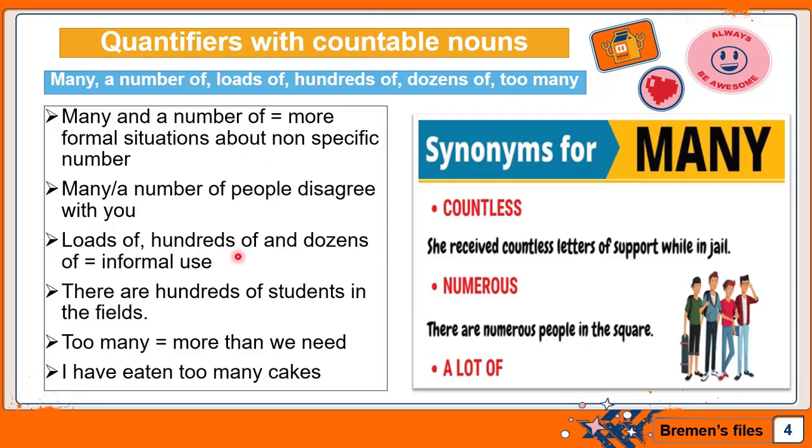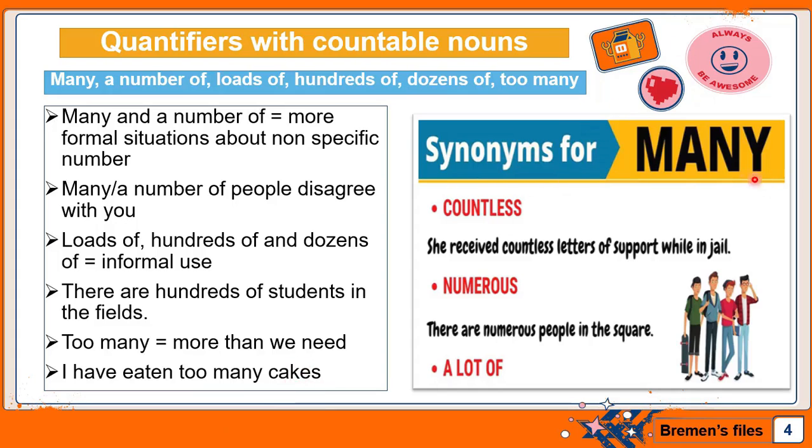Lots of, hundreds of, and dozens of, this is informal use. In spoken English or in day-to-day communication, it is accepted. Like there are hundreds of students in the fields. Better, in formal situations, you make it many or a number of. Too many, the meaning is more than we need. I have eaten too many cakes. The cakes that I have are more than what I need.